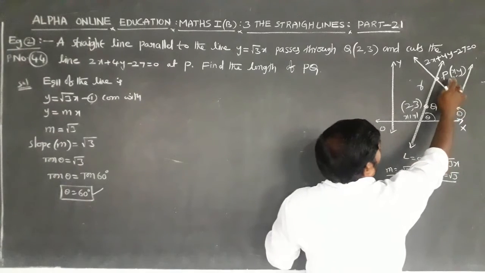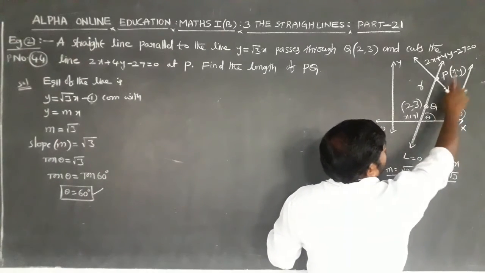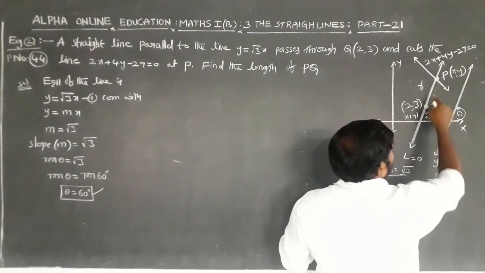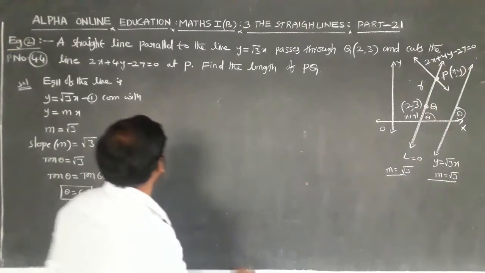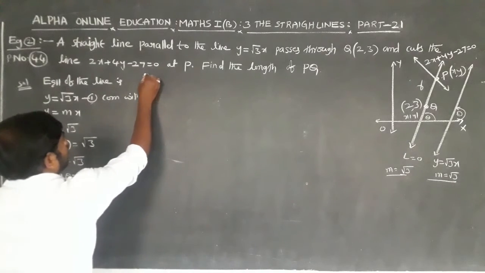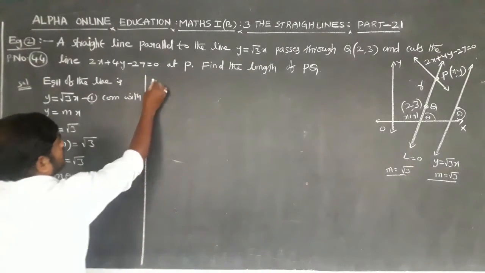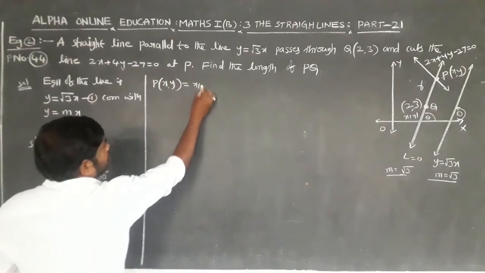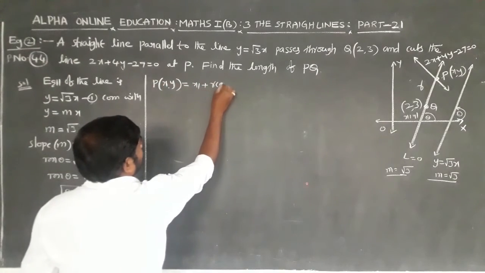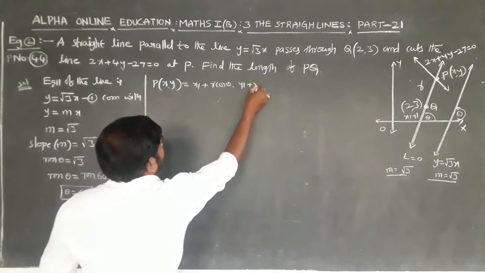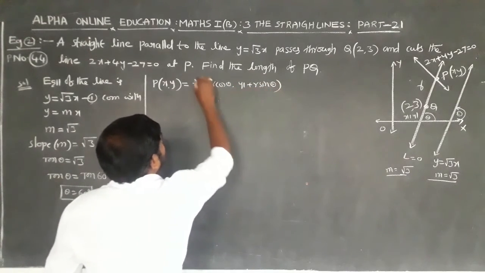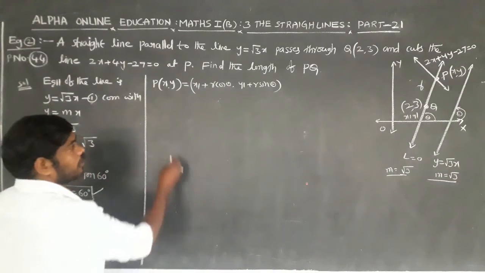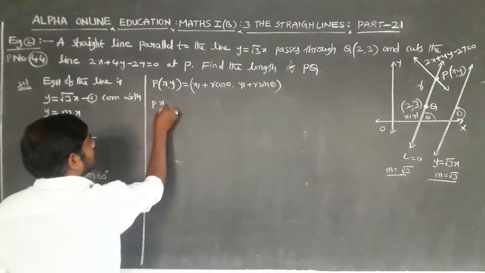Here P is the point (x, y). The distance between the 2 points P and Q is equal to r. Here the coordinates of the point P(x, y) is equal to (x1 plus r cos theta, y1 plus r sin theta). X is equal to x1 plus r cos theta, y is equal to y1 plus r sin theta.